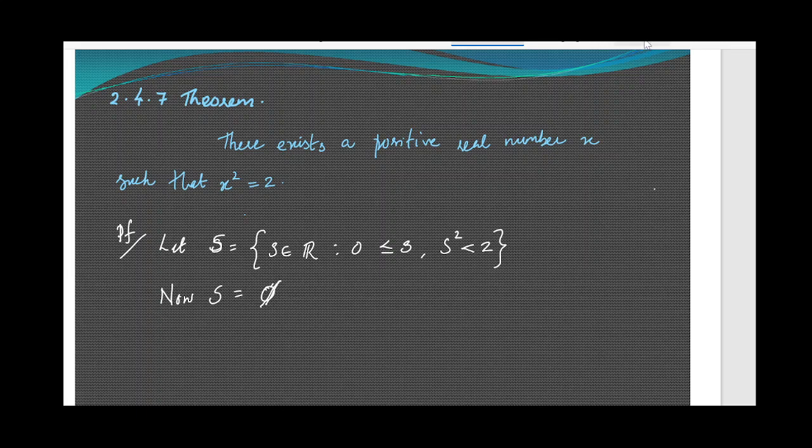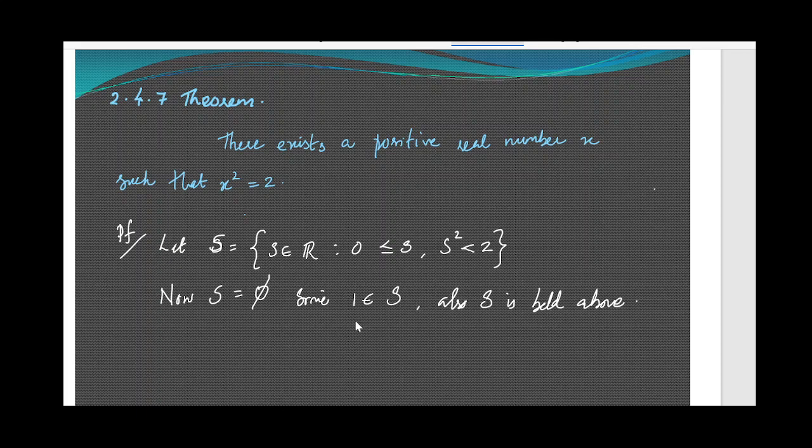The reason is we can easily point out some numbers, right? Can you name one number? Since 1 belongs to S. 1 is a number, right? Because 1 square is less than 2. Also, my S is bounded above. Am I right? Because S square is less than 2, any number whatever I take should be less than 2. So it is bounded above.